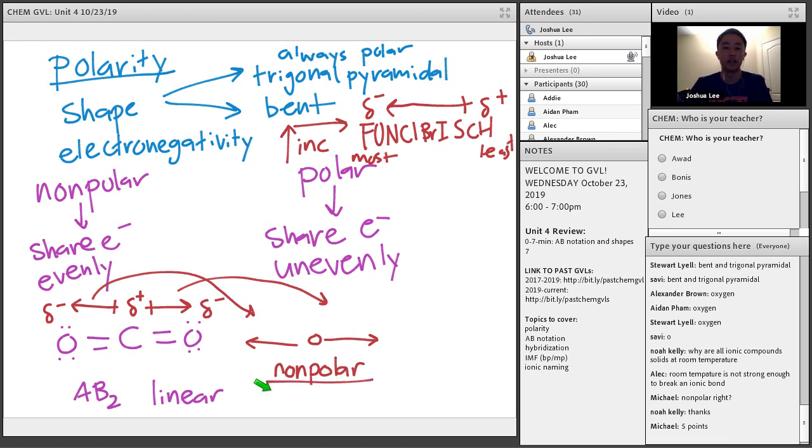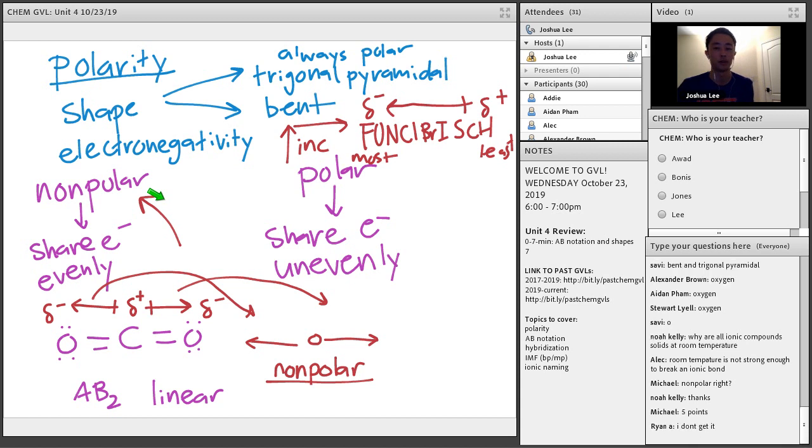So that means they're sharing their electrons evenly. Nonpolar.